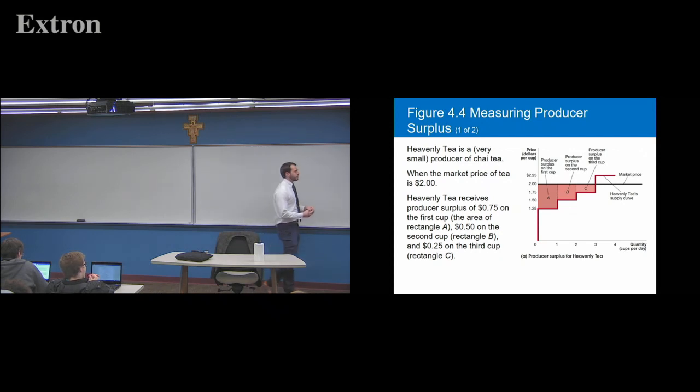So in that first cup of tea, it costs them $1.25. If they're selling it at $2, they're getting 75 cents of producer surplus. They're willing to sell it at $1.25. They're selling it for $2. The next cup, they're willing to sell for $1.50. That's their marginal cost. They're selling it for $2, so that gives them 50 cents of producer surplus. Third cup, 25 cents. And that last cup, they will not sell because it costs them more to produce it than they would make from selling it.